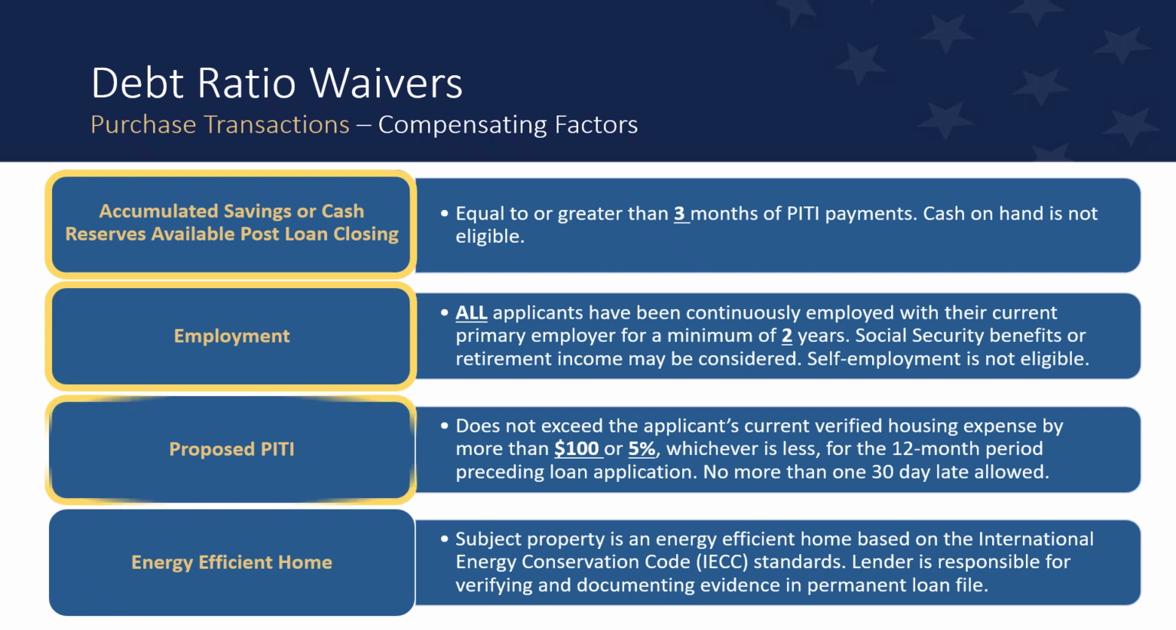The proposed PITI does not exceed the applicant's current verified housing expense by more than $100 or 5%, whichever is less, for the 12-month period preceding loan application. No more than one 30-day late payment for the previous 12 months. And lastly, the subject property is an energy efficient home based on the IECC standards. The lender is responsible for verifying and documenting evidence in the permanent loan file to meet this requirement.